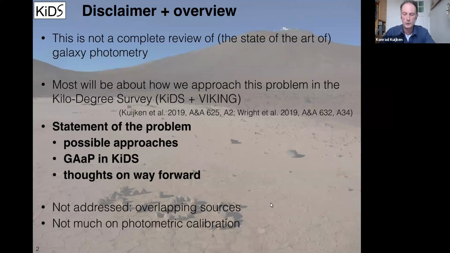I'm not going to talk about overlapping sources at all. Deblending is a whole separate issue. Our deblending happens in our source extraction pipeline, which is not what I'm going to be talking about today. In practice, basically, we throw away sources which are affected by blends rather than trying to measure them. And I'll say a little bit, but not much, also on our photometric calibration.